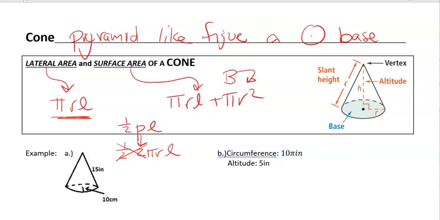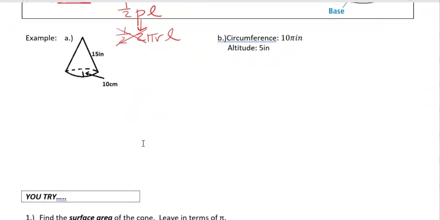It is nothing new. Really, the only formula you need to memorize for today's lesson is 1/2 PL or 1/2 PL plus B. I would just memorize that and then change it when you're doing a cone, which is really lateral. Correct. All right, let's go ahead and do this.